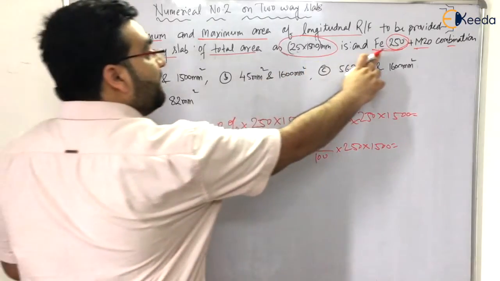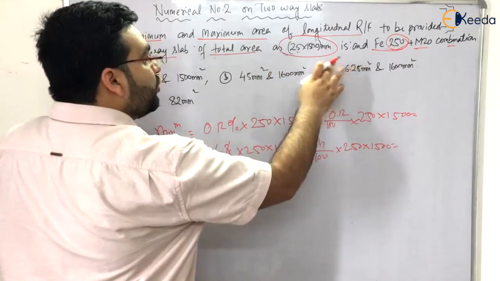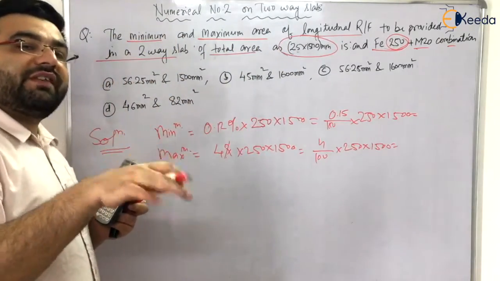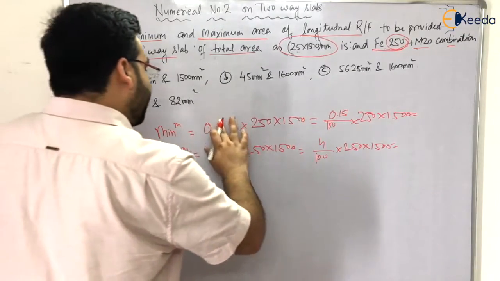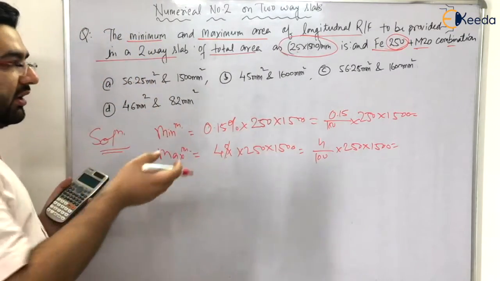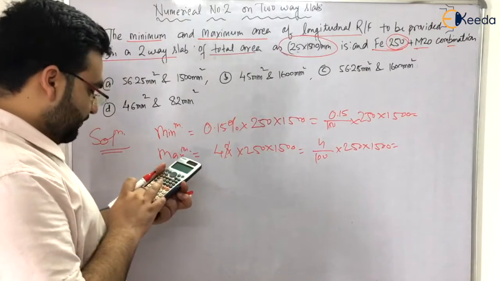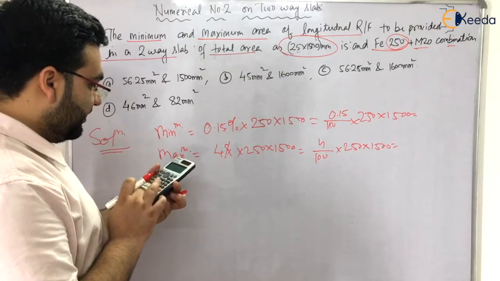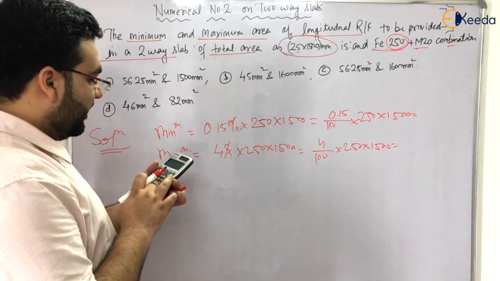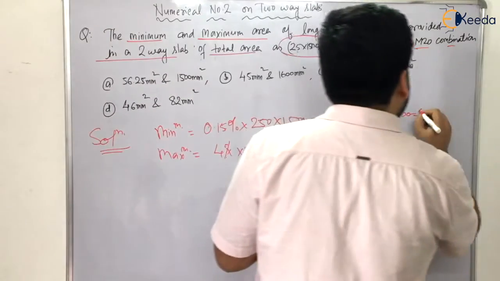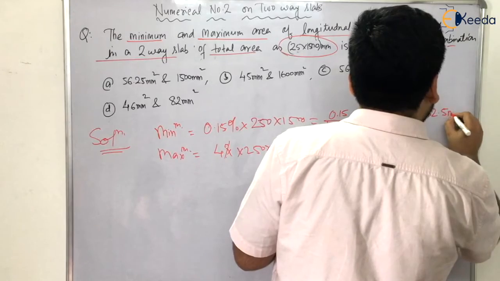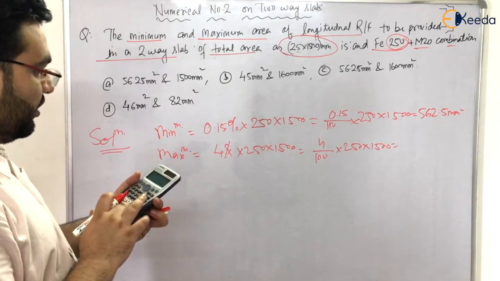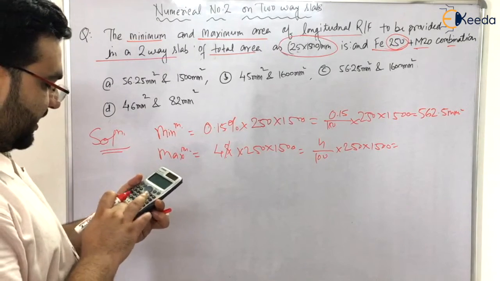Sorry, for Fe 250 it will not be 0.12, it will be 0.15. For Fe 450 it is 0.12. It is 0.15 because we have to provide more steel, as that is a weaker reinforcement. So 0.15 divided by 100 multiplied by 250 and multiplied by 1500 comes out to be nearly 562.5 mm square.